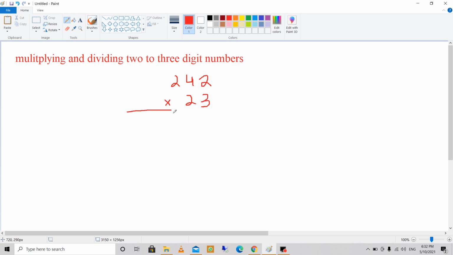For multiplication, the first thing that we have to do is multiply the units number, the first number from the right in the bottom number, with the first number on top. For example, this 3 multiplied with 2 first. 3 2s are 6, so we are going to write 6 over here.